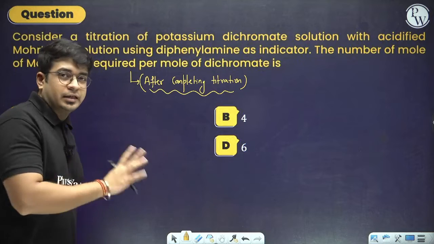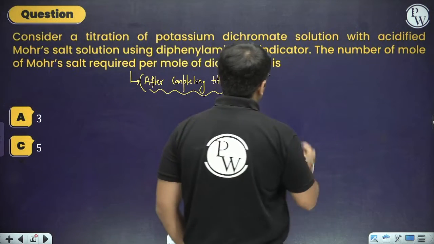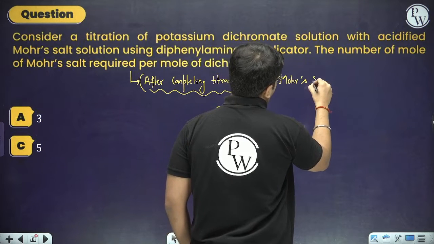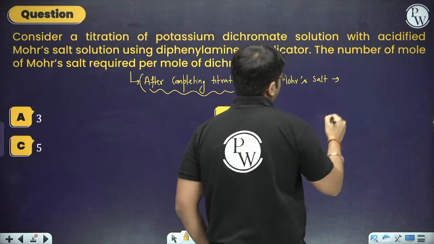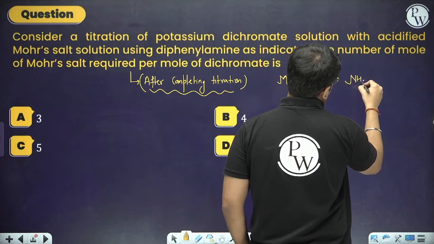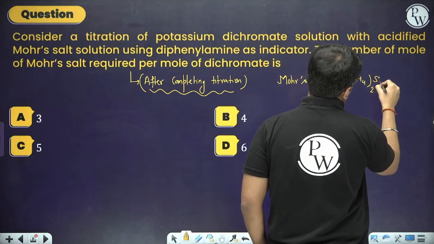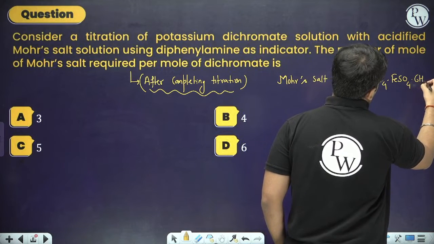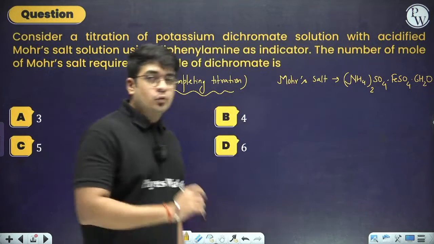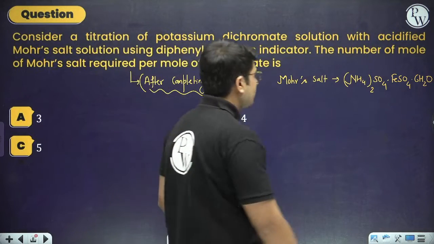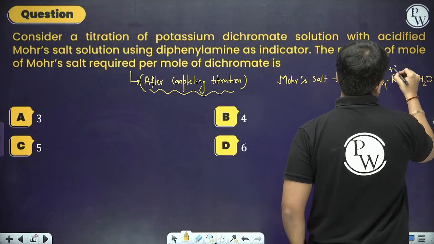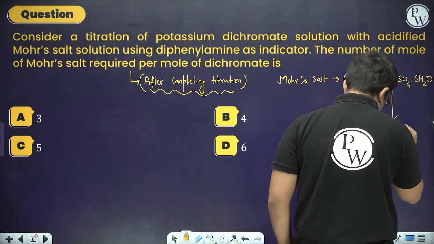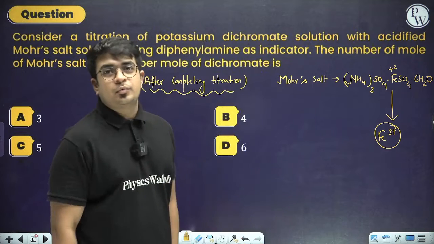That's it. Okay, so if I talk about the Mohr salt, first of all you have to understand what is Mohr salt. So Mohr salt is (NH4)2SO4 · FeSO4 · 6H2O. Okay, that is Mohr salt. In case of Mohr salt, iron is present in +2 and generally it converts into Fe3+.